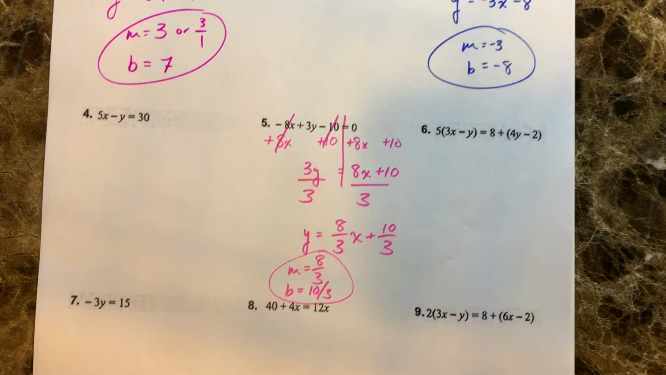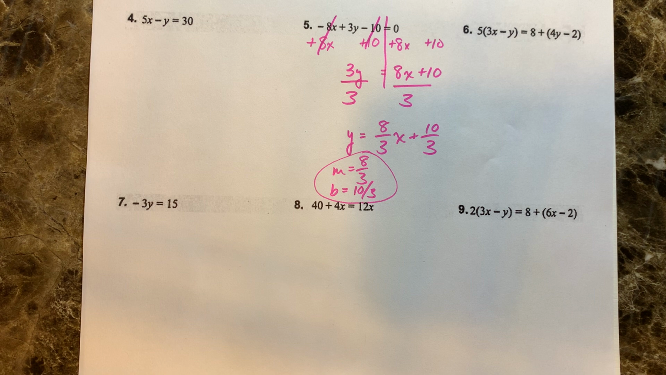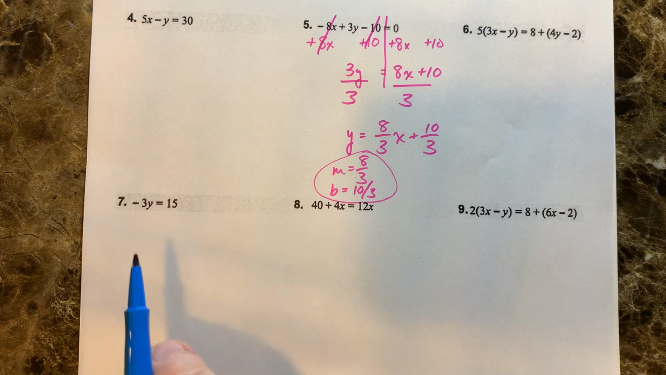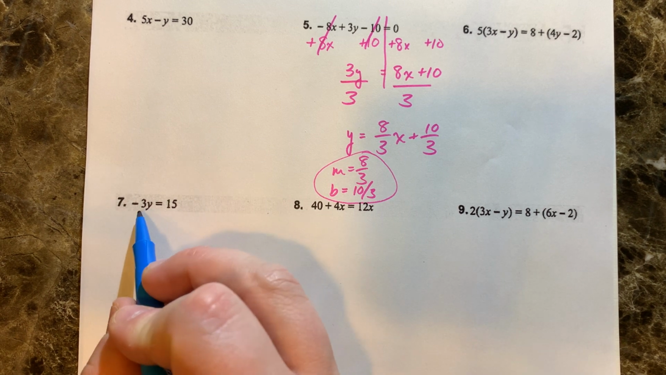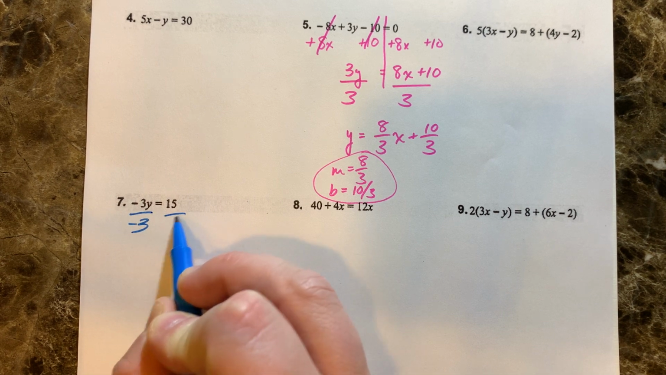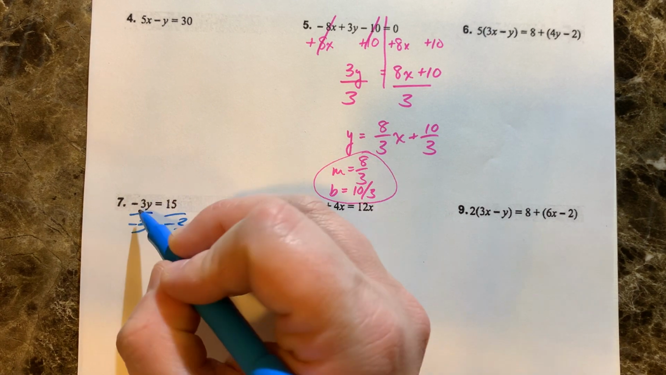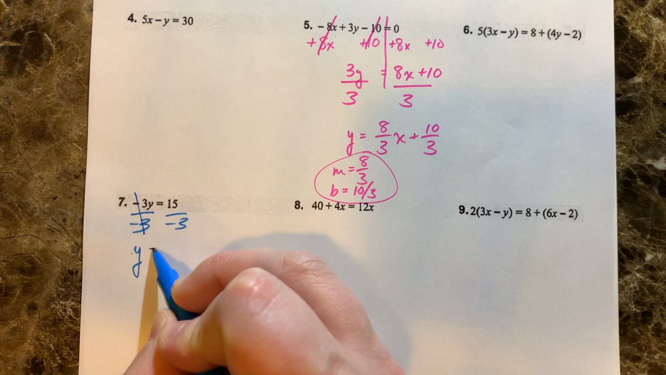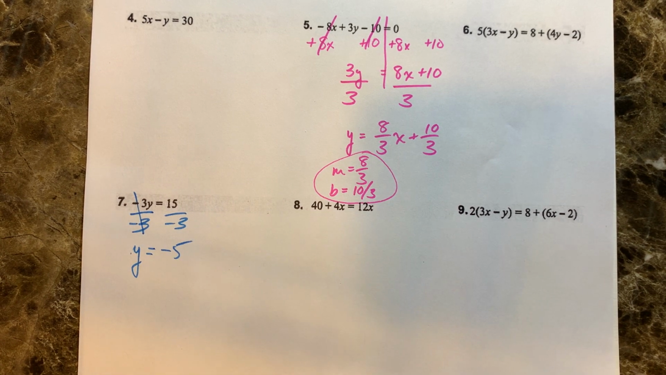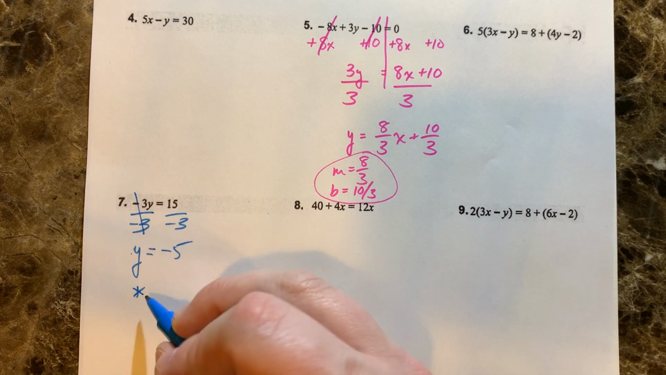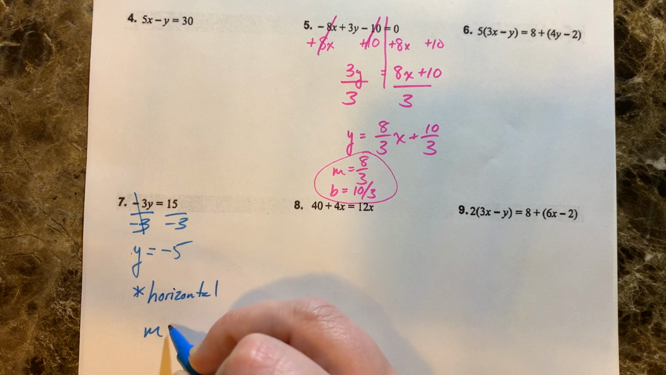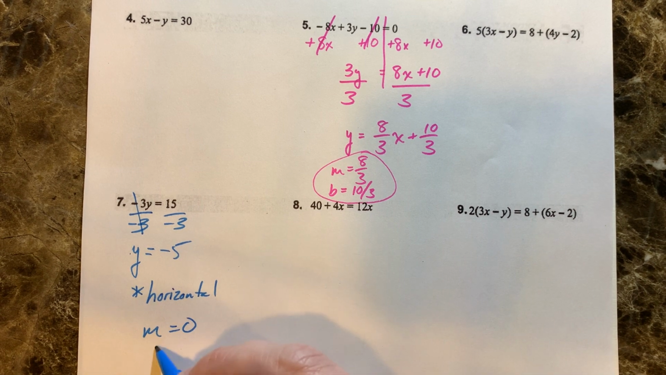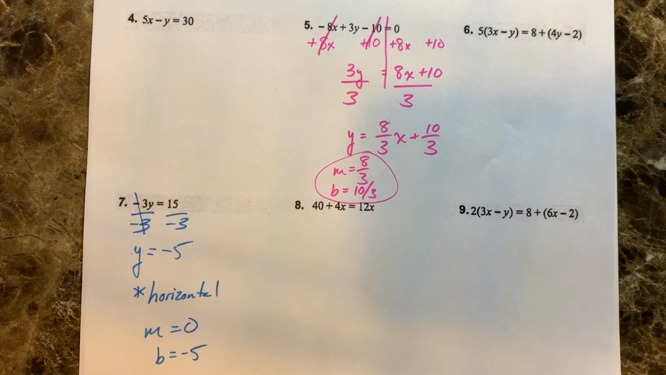All right, let's look at number 7. You'll notice there are no x's. That's okay. We still just follow our rules that say y on the left side, and everything else on the right side. But we need the coefficient of y to be 1. So I will have to divide both sides by negative 3. That will get me y equals negative 5. So this is just a special one because this is going to end up being a horizontal line, which means we have 0 slope, and the y-intercept is negative 5.